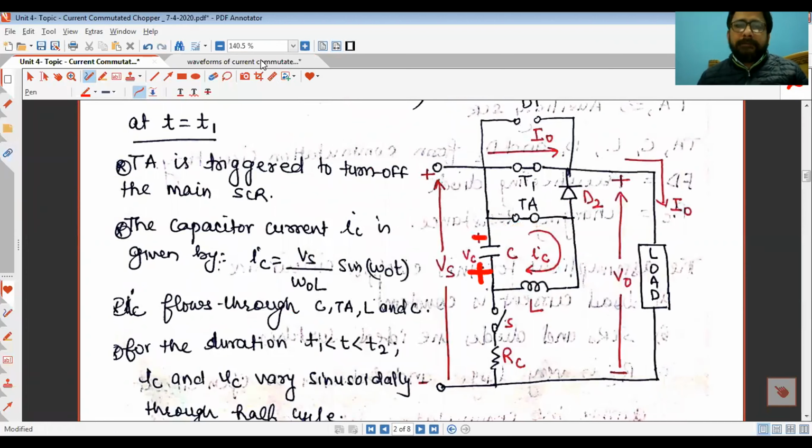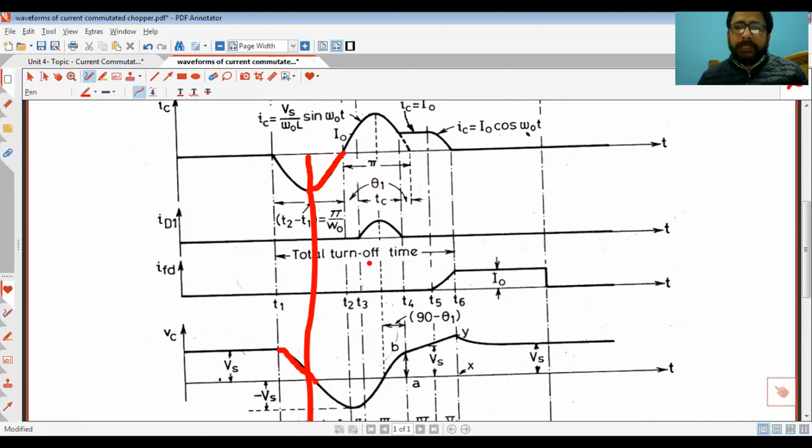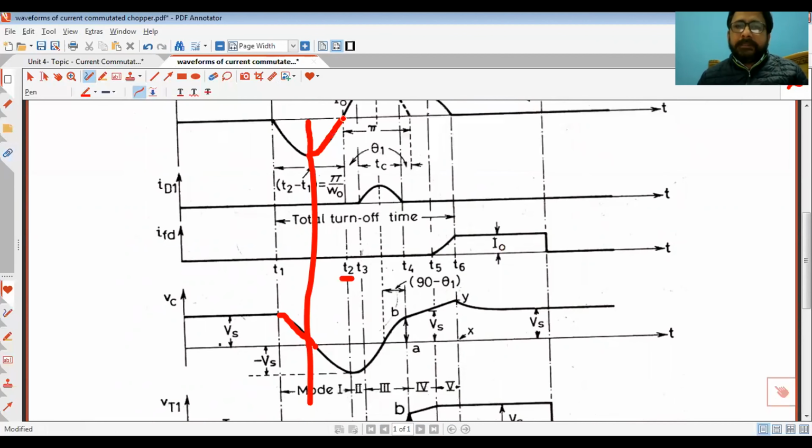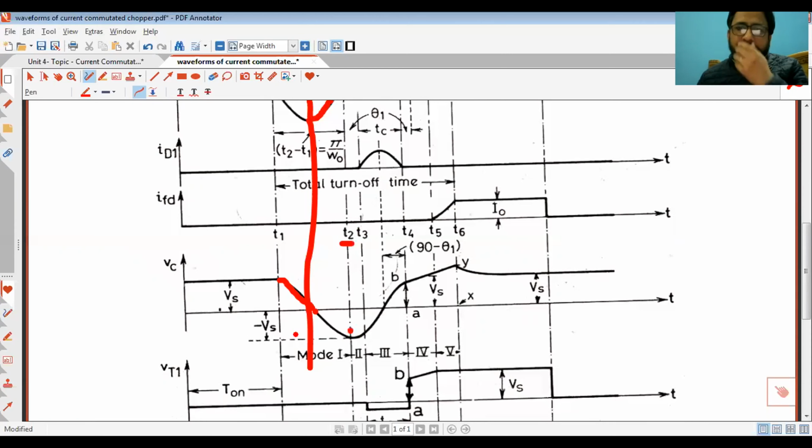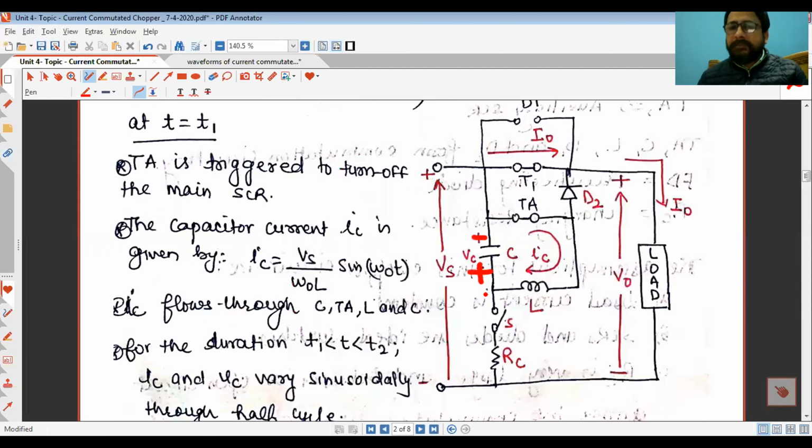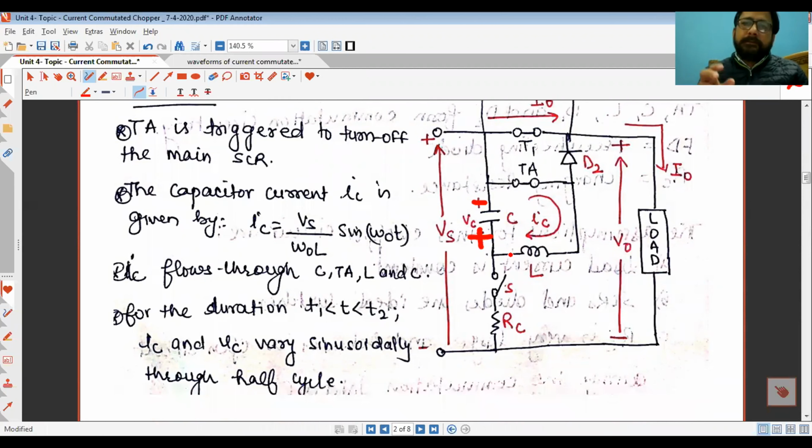Now what will happen? At some point of time t2, the capacitor current becomes 0 and the voltage across the capacitor becomes minus Vs. Now why minus Vs? Because the lower plate is positive and the upper plate is negative, and this is opposite to the marked reference direction. Now what will happen here? At T2, at the end of this particular mode, TA will turn off.